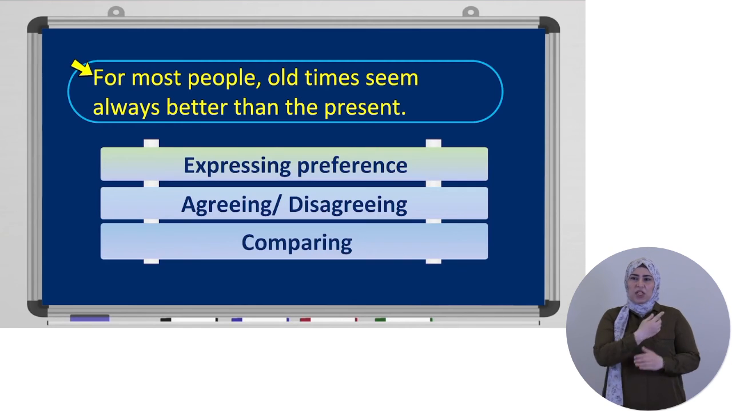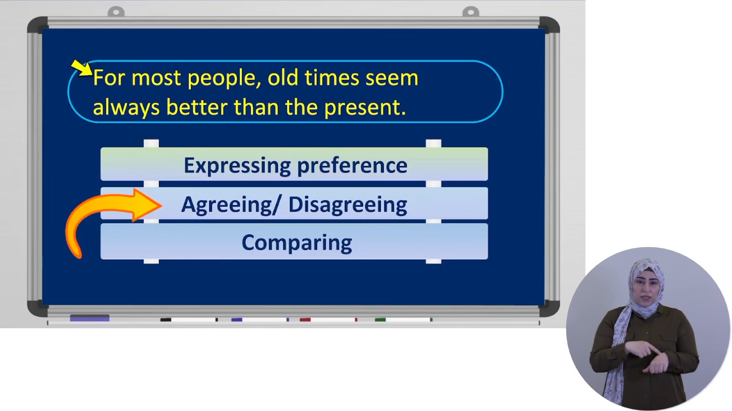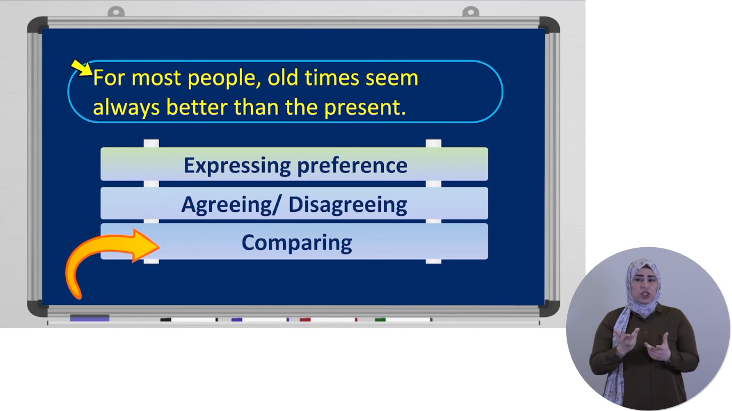This brings us to the second example. For most people, old times seem always better than the present. So someone's telling you, oh, the old times are so much better than now. How would you respond? You can either express preference. I prefer the present time. Or I prefer the past times. You can agree. I agree with you. I'm sorry, I disagree with you. I have another opinion. Or you can compare.